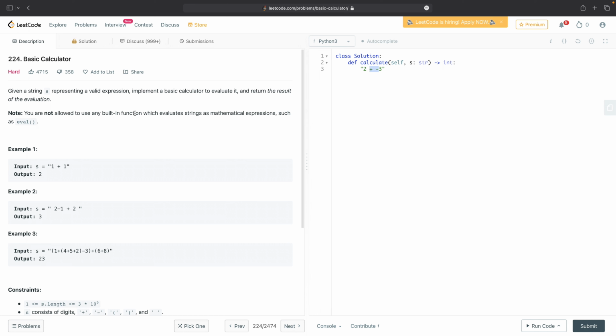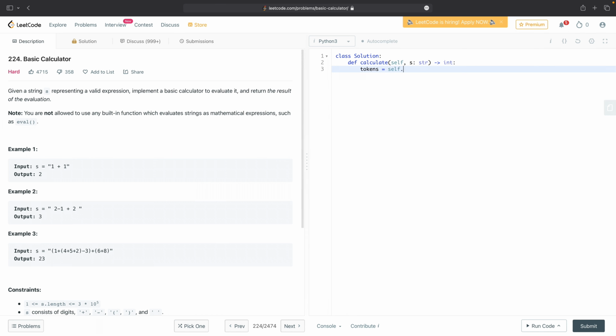It also says you're not allowed to use any built-in function which evaluates strings as mathematical expressions, but I assume we can still use, say, int, to turn this into an integer, because otherwise that makes the problem very tedious, but no harder. Right, so basically what we want to do is tokens is self.tokenize(s), return self.evaluate(tokens).